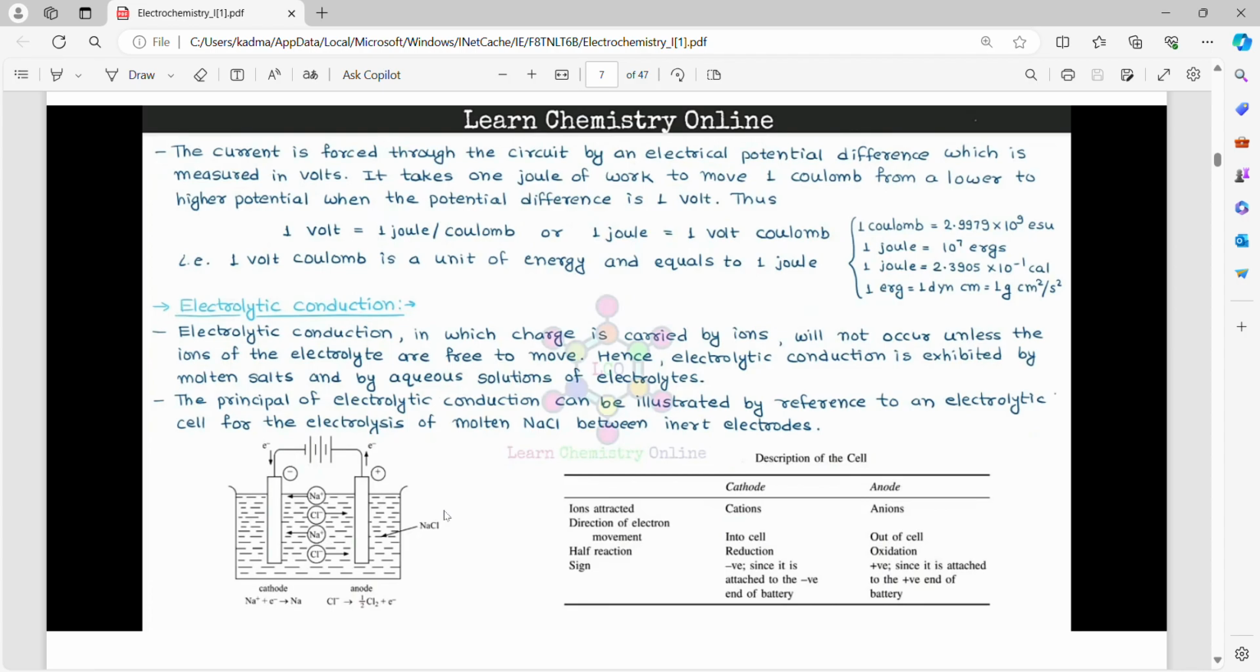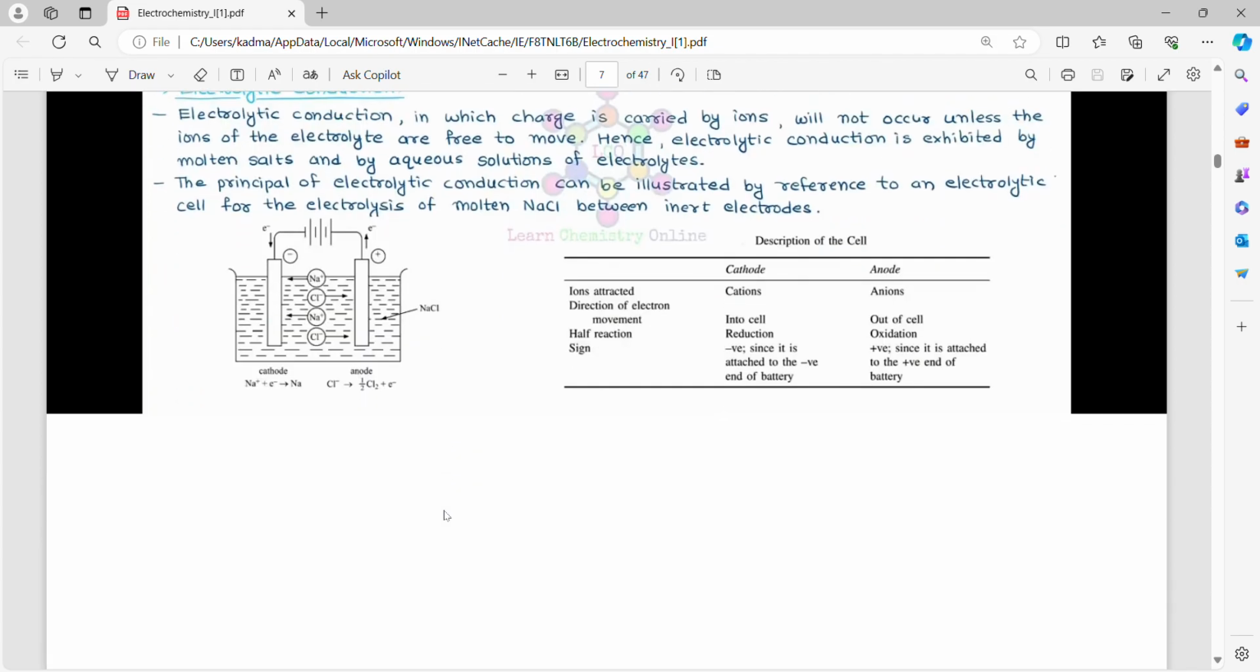Electrolytic conductance. Electrolytic conduction, in which charge is carried by ions, will not occur unless the ions of the electrolyte are free to move. Hence, electrolytic conductance is exhibited by molten salts and by aqueous solutions of electrolytes. The principle of electrolytic conduction can be illustrated by reference to an electrolytic cell for the electrolysis of molten NaCl between inert electrodes.